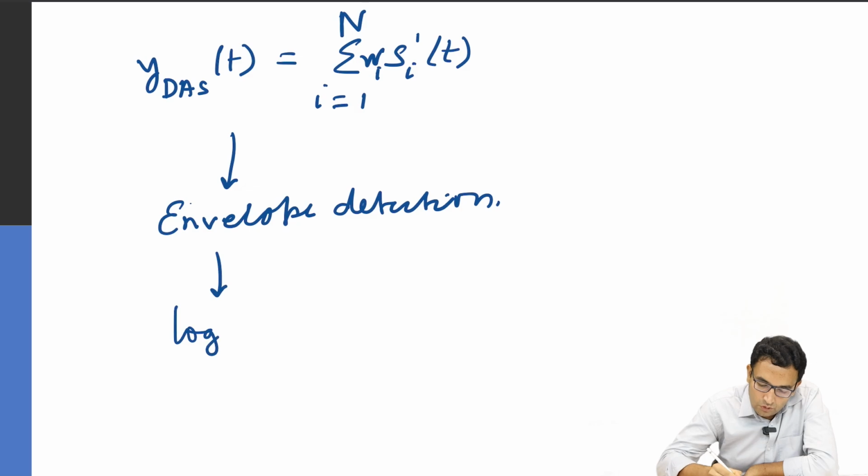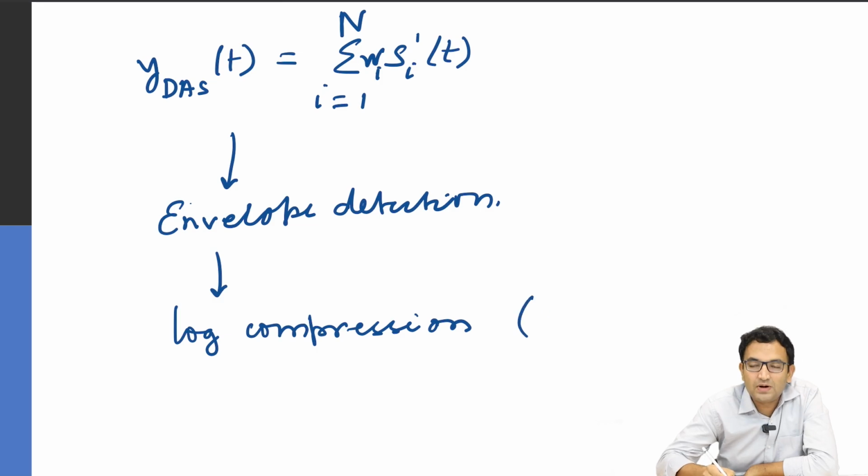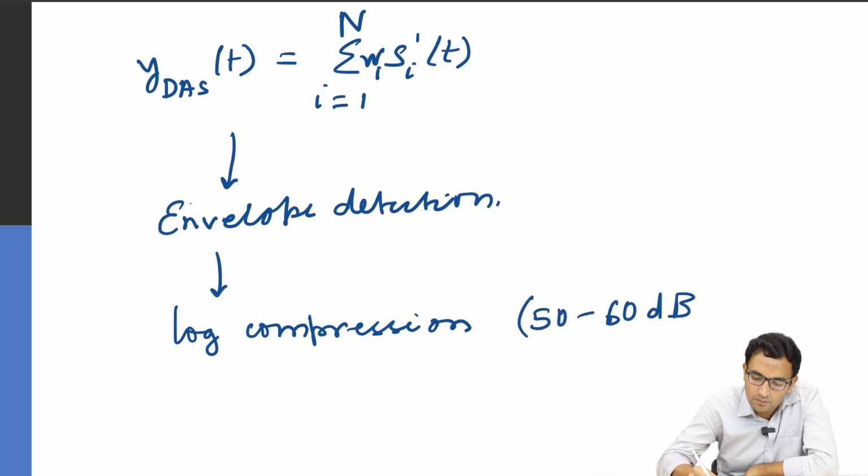And then you would go for log compression, and you would show the image at the appropriate dynamic range. So 50 or 60 dB is very common for ultrasound images. Based on the application, it can be higher or lower also.